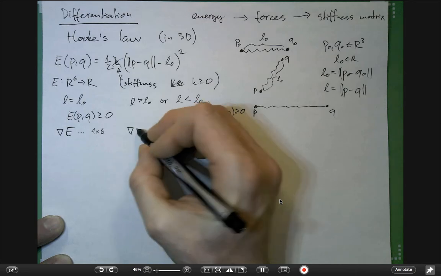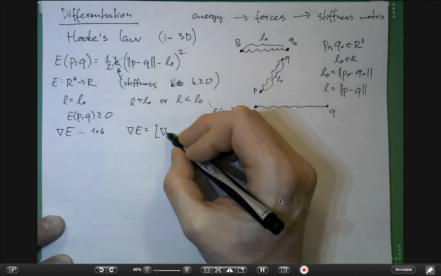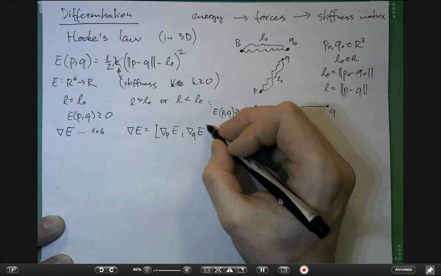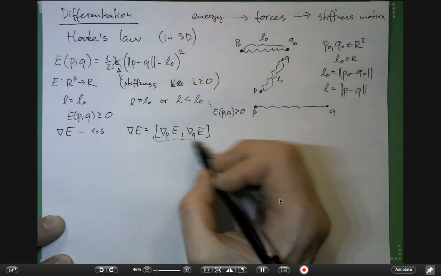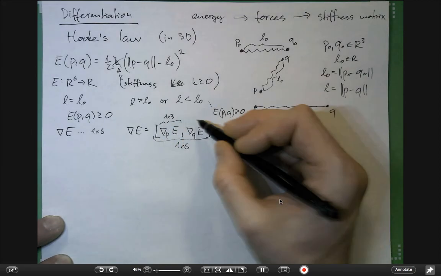So I can also split the gradient into two pieces, gradient with respect to P and gradient with respect to Q. This is still a 1 by 6 vector, and these two guys are 1 by 3 vectors.